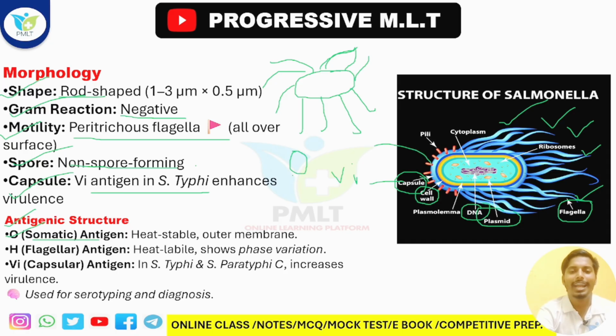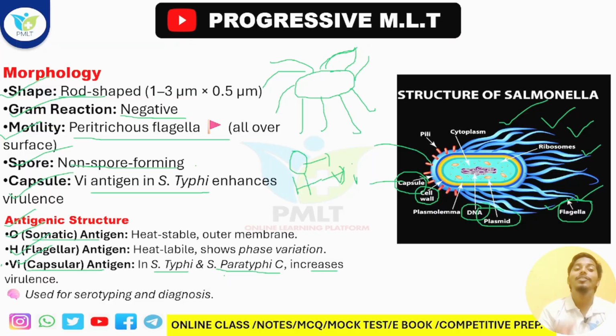Understood? After that there is the H antigen. The H antigen is always the flagellar antigen, so this antigen should be present in the flagella. Got it? After that, the Vi antigen is present in the capsule. It is found in Salmonella typhi and Salmonella paratyphi and increases virulence. I have already told you that.